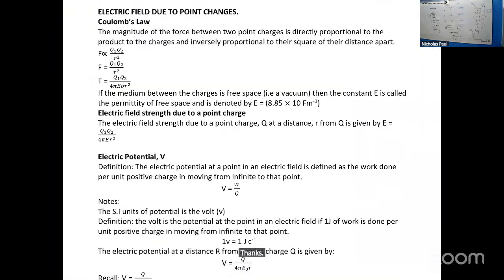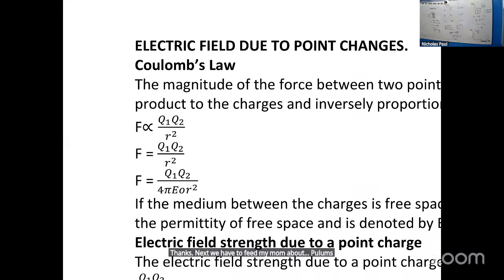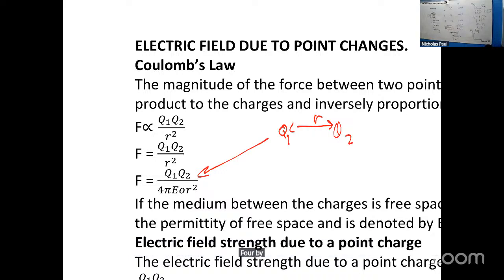Next, we have to remember about Coulomb's law. If I give you two charges, Q1 and Q2, separated by a distance r, then the force of attraction between them, Coulomb's law, is given by Q1 Q2 all over 4 pi epsilon r squared. Epsilon is a constant here. It's the permittivity of free space.